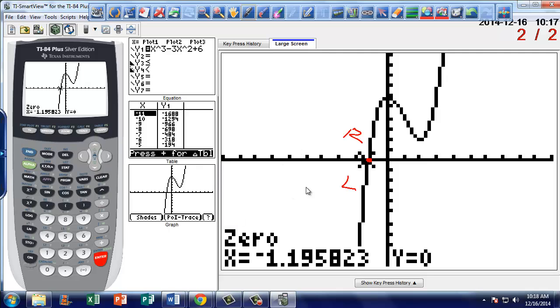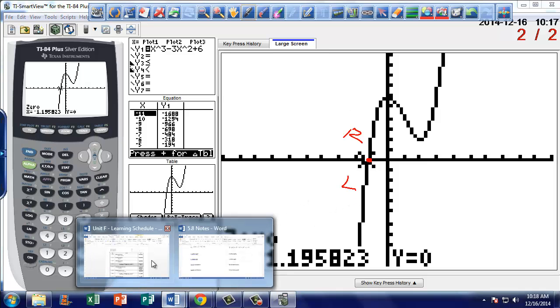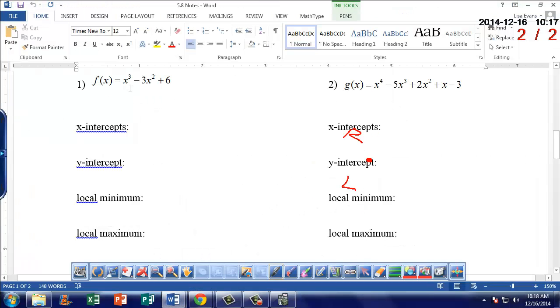Now we're going to go ahead and find the y-intercept. Now the y-intercept, what I usually do honestly is I don't do these on the calculator, because the y-intercept is going to be where my graph crosses the y-axis. It's going to cross the y-axis where x is 0. So if I put 0 in for my x's, I'm left with 6. So my y-intercept is going to be 0, 6.